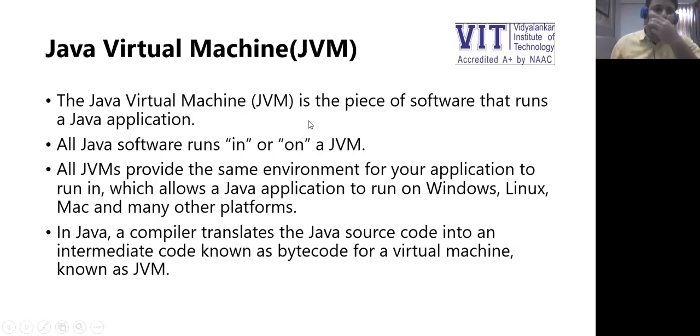So a Java virtual machine is a piece of software that runs Java applications. It runs in and on the JVM. Now, the basic idea of JVM is to create an environment. It provides the same environment for the application, irrespective of the machine it is created on, and which helps us to implement platform independence. In Java, we have a compiler that will translate the Java source code into an intermediate code called bytecode. Now, what is this bytecode? This bytecode is virtual machine code. It is the JVM understandable code we are talking about.